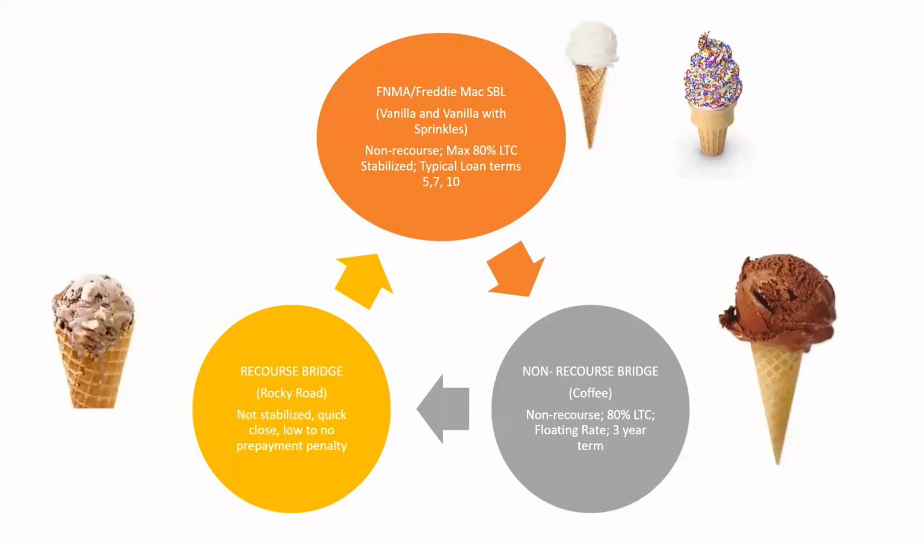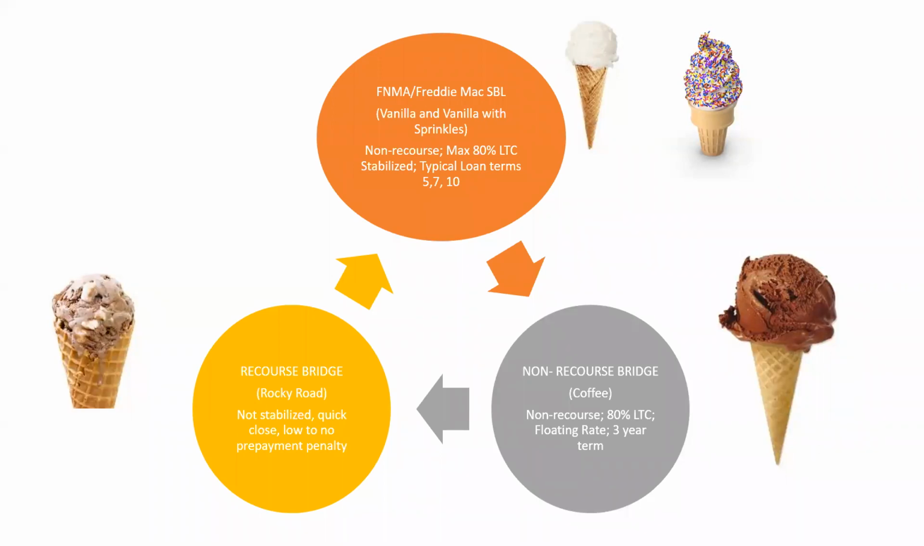So I like this analogy. We had a conference and I brought in some ice cream, and I like the analogy that each one of these loan products is like a different type of ice cream. You can think of a mortgage broker as a Baskin Robbins of the loans that are available. So let's start off with the recourse bridge. I called that a rocky road type of ice cream.